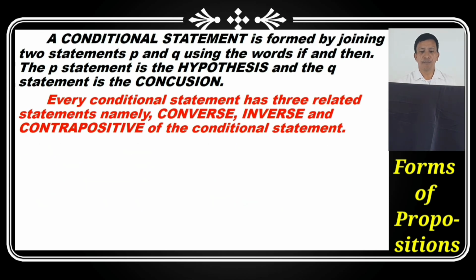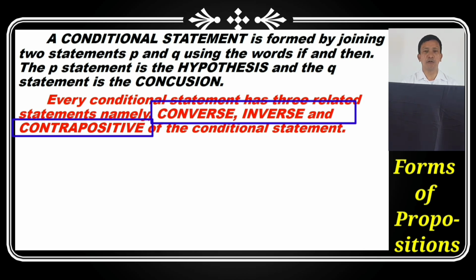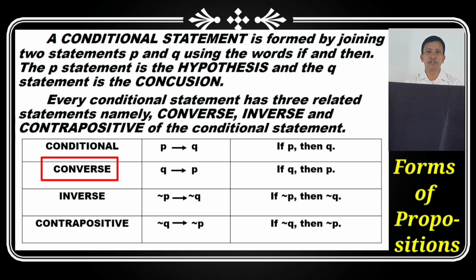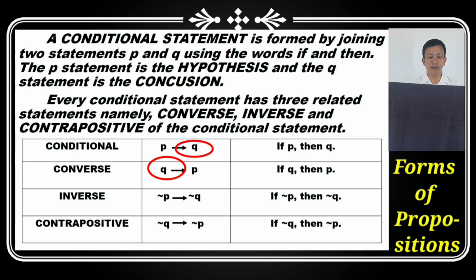Let us continue. Every conditional statement has 3 related statements, namely, the converse, inverse, and contrapositive of the conditional statement. In the converse, we are just interchanging the P and Q statements. So we have Q implies P, or if Q, then P. As you can see, in the conditional statement, the conclusion became the hypothesis and the hypothesis became the conclusion.